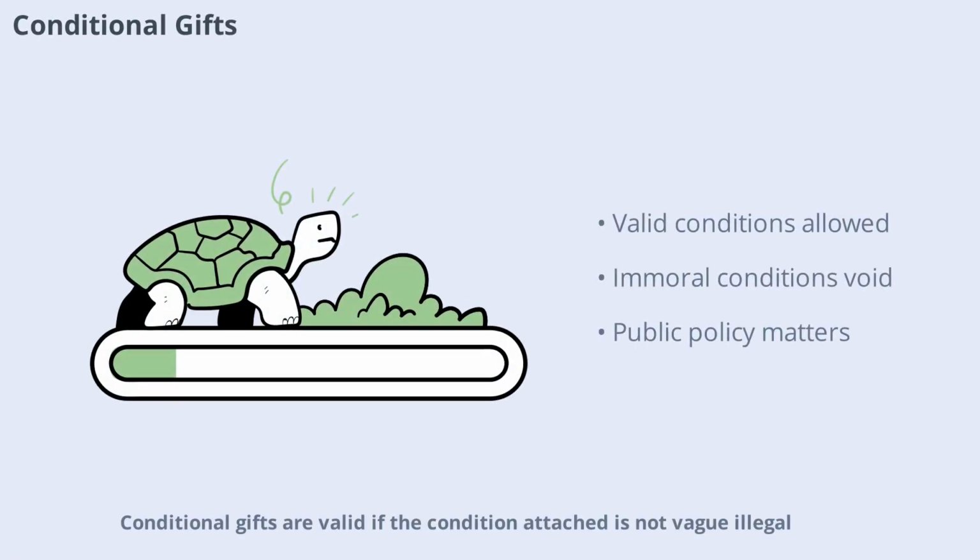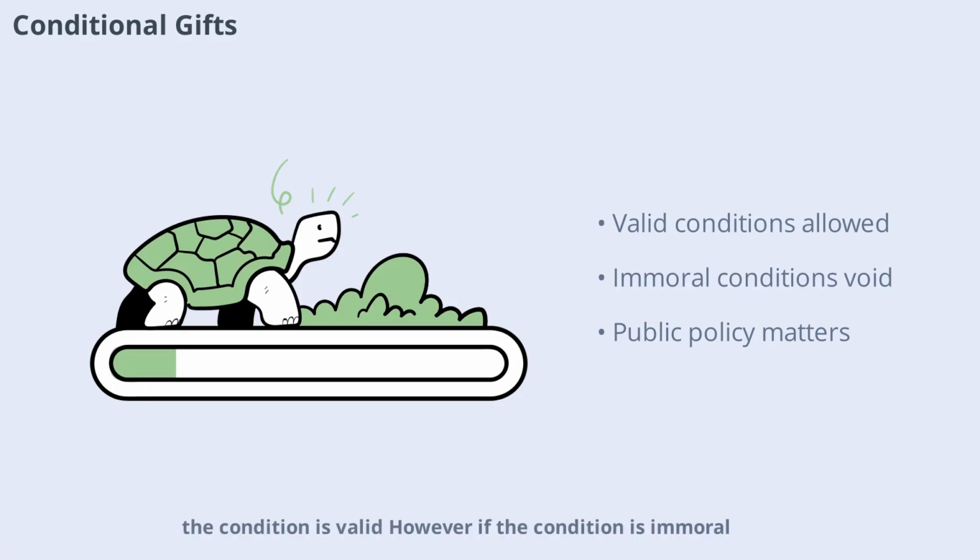Conditional gifts are valid if the condition attached is not vague, illegal, immoral, opposed to public policy, or impossible to perform. For example, if A gifts a plot of land to B, reserving the right to take it back if B or his descendants die before A, the condition is valid. However, if the condition is immoral, such as gifting property to a concubine for continued relationship, the gift is void. The law distinguishes between valid and invalid conditions to uphold ethical standards.